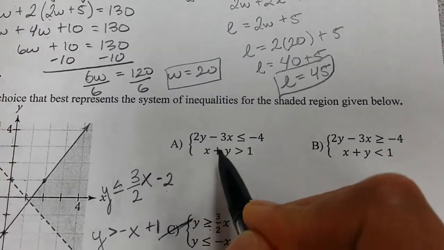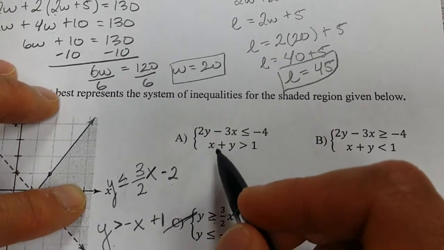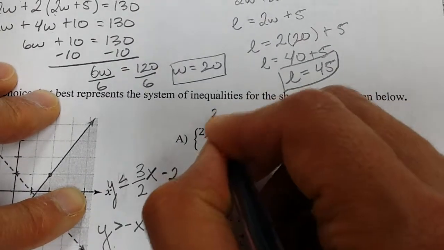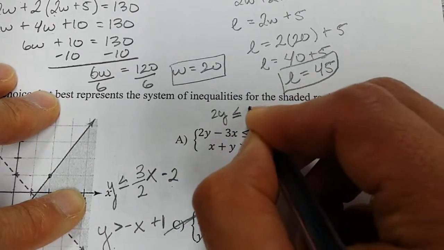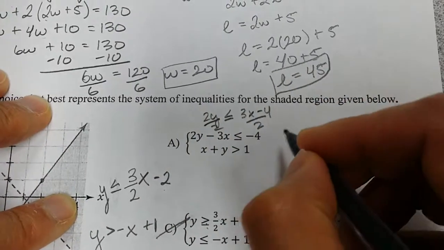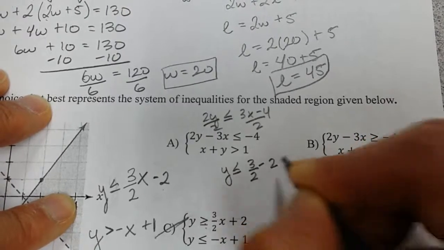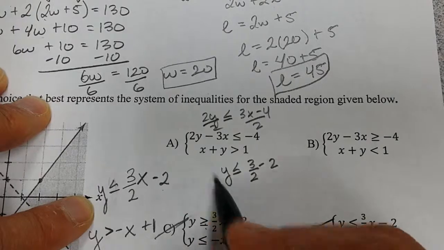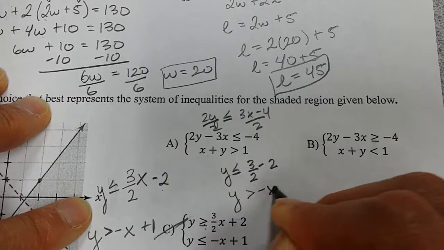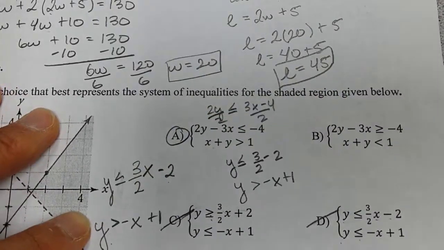Now these are not in slope-intercept form, but if you solve for y, right here, to solve for y, add 3x. So I get 2y less than or equal to 3x minus 4. If I divide both sides by 2, I get y is less than or equal to 3 over 2 x minus 2. Right? That works out. That's one of them. Now if I subtract x, I get y is greater than negative x plus 1. Does that work out? Yes. So my answer choice is A.